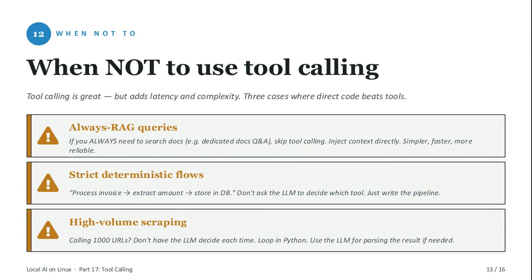Now, before you go wrap everything in a tool, a quick reality check. Tool calling adds a round trip and a decision point, and sometimes that's pure overhead. If every query hits your docs anyway, just inject the context and skip the dance. If your flow is fixed, invoice in, amount out, row in the database, write the pipeline, don't ask the model to pick. And if you're hitting 1,000 URLs, loop in Python and let the LLM handle parsing, not orchestration.